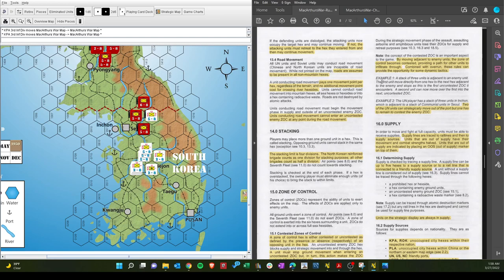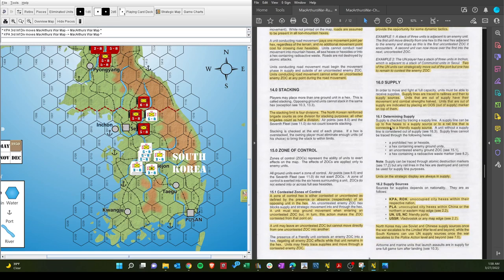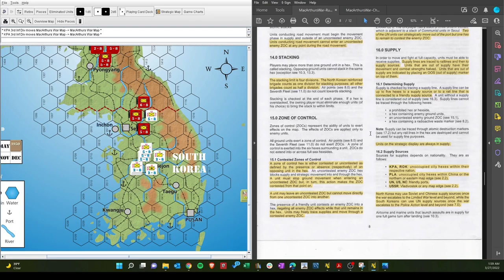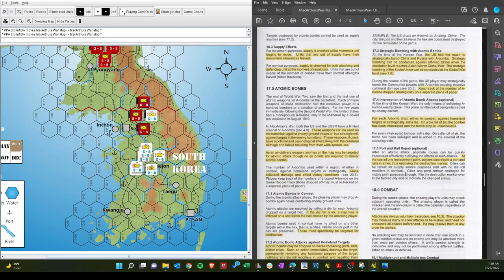And that's important, it just makes sense. You can get through the line. Supply is determined at the moment of movement and the moment of combat. A unit without a supply line is considered out of supply. You can't trace them through prohibited hexes: hexes containing enemy ground units, hexes containing uncontested ZOCs, and a radioactive hex. You can go through atomic bomb mushroom clouds. And units on the strat display are always in supply.